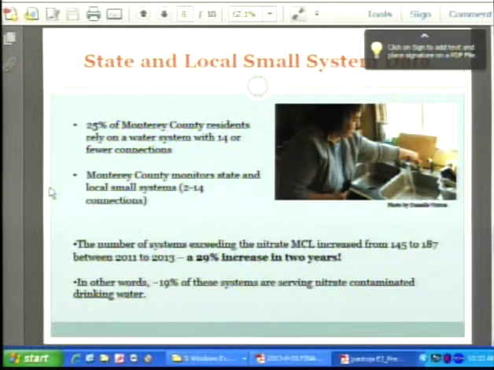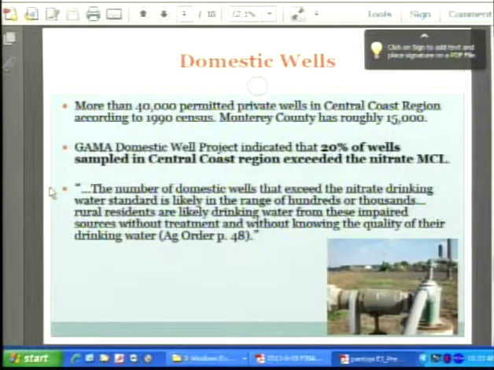And it's an increasing problem. Monterey County does sampling down to the 2 connection system, and what we saw is a 29% increase in the last 2 years. So we're working with the regional water board to map these communities so that we can better access them, identify them and target our outreach. And then even beyond that, there's the whole problem of people on domestic wells. So it's a pretty big problem, and the problem gets more overwhelming as you go down the scale.